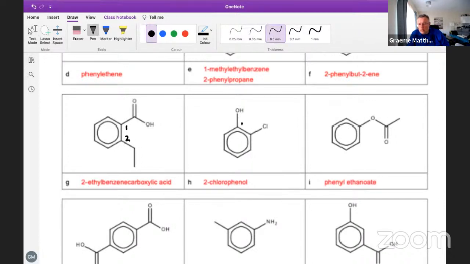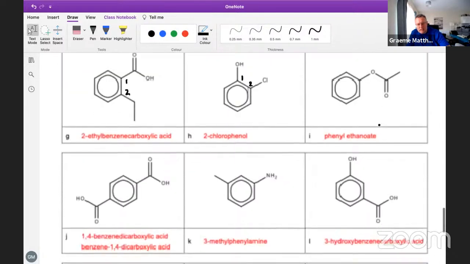So chloro is in carbon number 2 position. So this would be 2-chlorophenyl. All right. Over here is your ester. All right. It is phenyl. I think by now, hopefully you're getting the idea here.